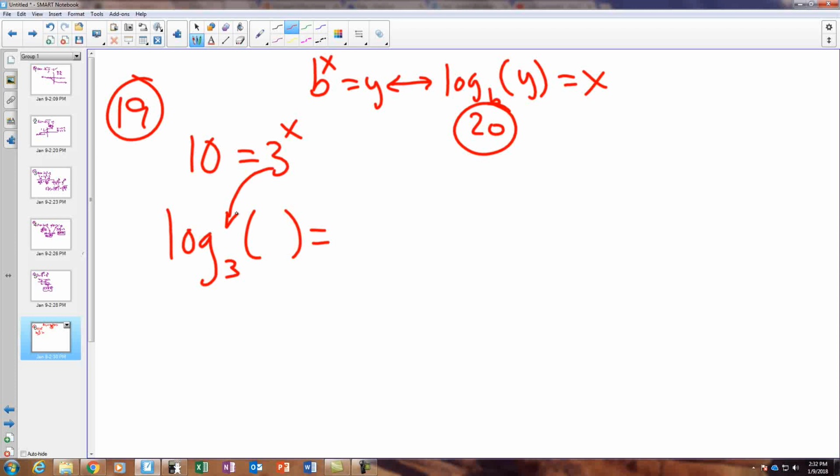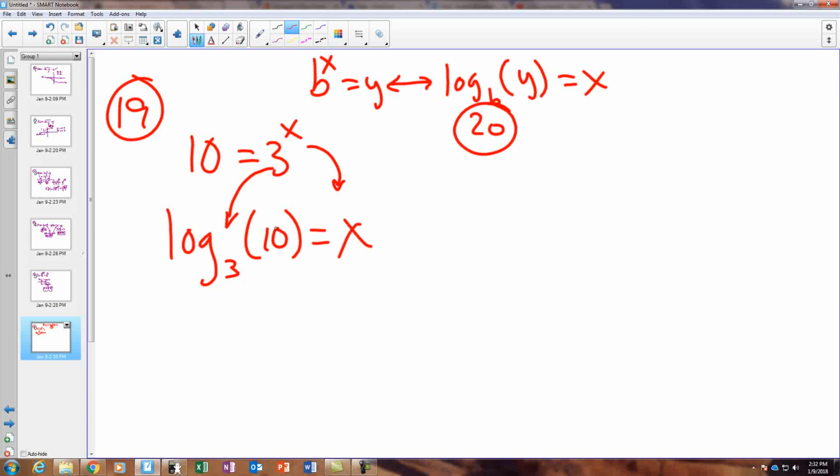Okay. How do I know whether the 10 or the x goes where in these two? Carson, what do we got? We want to find the x, so we would put it after the equal sign. Logarithms always equal the exponent. Since the exponent was x, the exponent will be alone on the other side of the equal sign, leaving me with the 10 to go in there by itself.